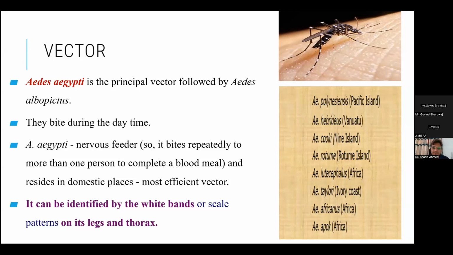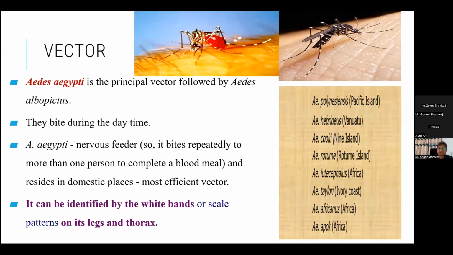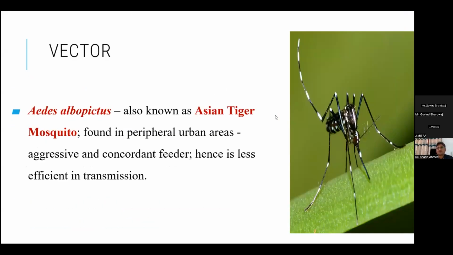We can identify this mosquito by the presence of bands on the leg and thorax. So white bands and scale patterns on the leg and thorax of the mosquito identify Aedes aegypti. The second vector is Aedes albopictus. It is also known as the Asian tiger mosquito.